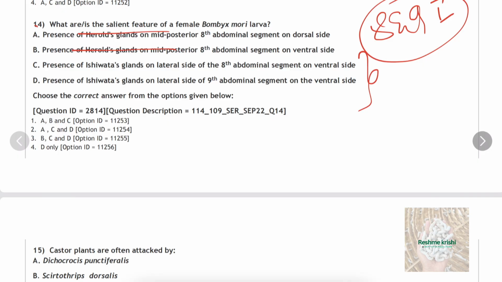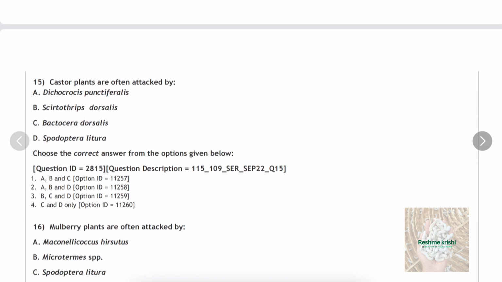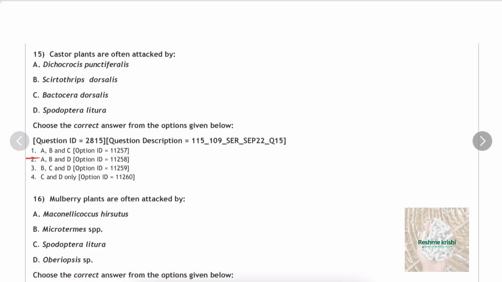But if you see in the options, A and B should not be present in any option. See, A is present, strike out. A is present, strike out. B is present, strike out. The left out option is D. But these two statements are also correct. So according to this, the answer is D only. Castor plants are often attacked by... this is a basic question.